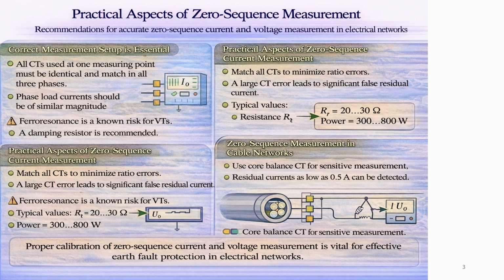During the earth fault, the zero sequence voltage appears almost uniformly across the entire galvanically connected network. This means zero sequence voltage indicates that the earth fault exists. It does not indicate where the fault is located. Zero sequence voltage gives fault presence. Zero sequence current gives fault location. Understanding this distinction is critical for correct earth fault protection design.